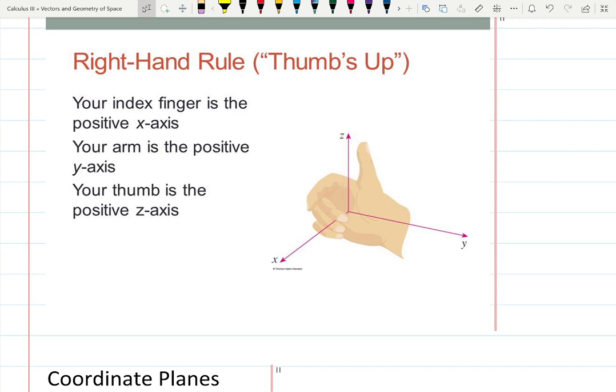You take your right hand, and then your index finger points at X. Then your arm is Y. When you fold from positive X to positive Y, where the thumb is, that should be Z. Your thumb is the positive Z. It sounds very unreasonable. Why do we even care about that?